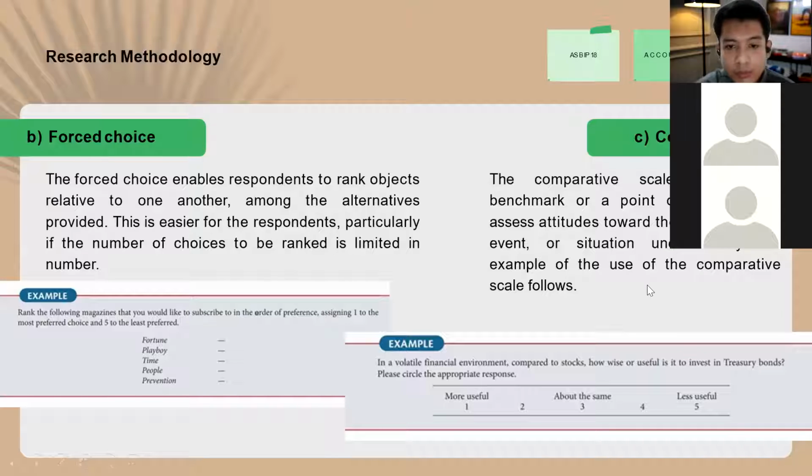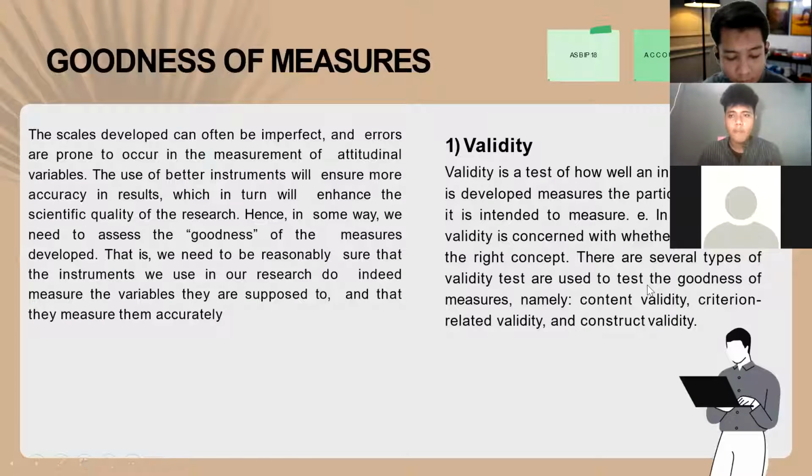Next slide. The goodness of measures. The scales developed can often be imperfect, and errors are prone to occur in the measurement of attitudinal variables. The use of a better instrument will ensure more accuracy in results, which in turn will enhance the scientific quality of the research. In some way, we need to assess the goodness of the measures developed. That is, we need to be reasonably sure that the instruments we use in our research do indeed measure the variables they are supposed to, and that they measure them accurately.